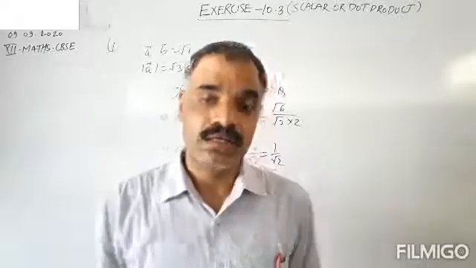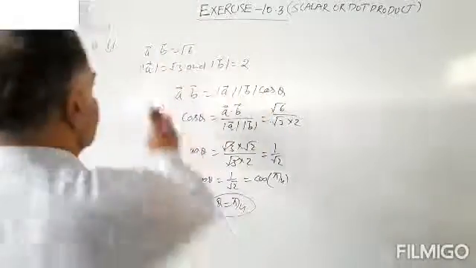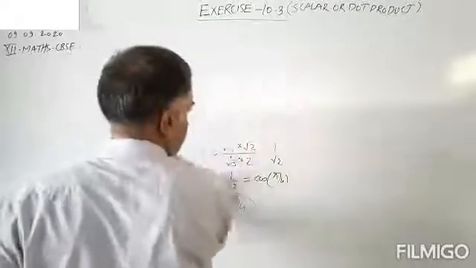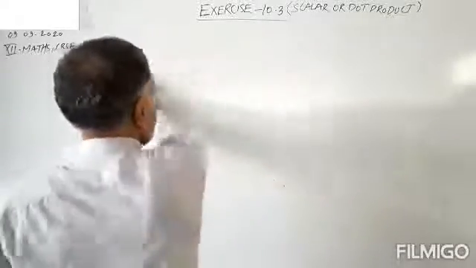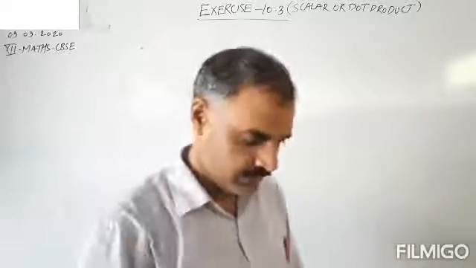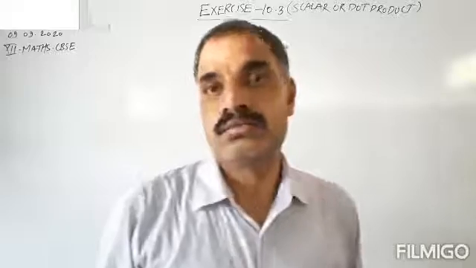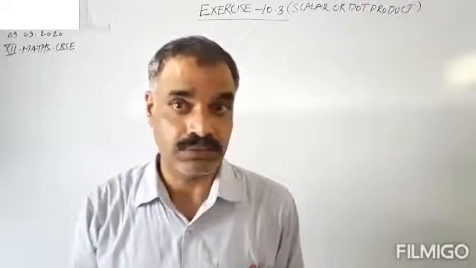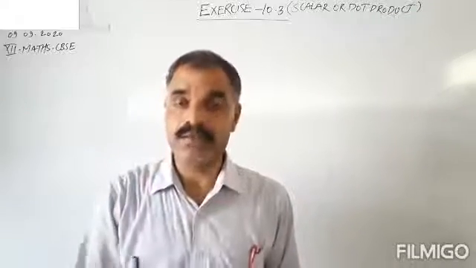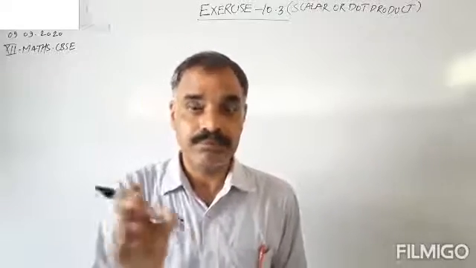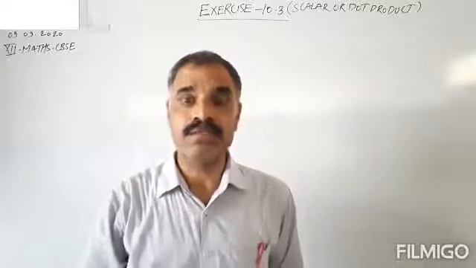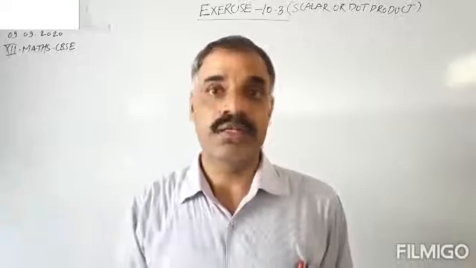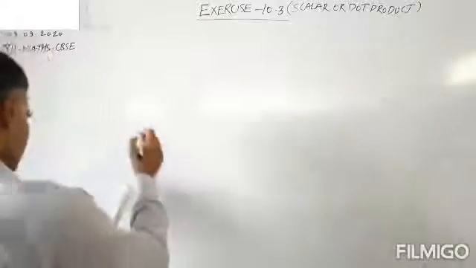Okay, now let's take another question. We will take the next question, question number third of this exercise. And this question is related to the projection of a vector on another vector b vector. Projection of vector a on another vector b vector is given as a vector dot b cap. So we have to find out the projection.